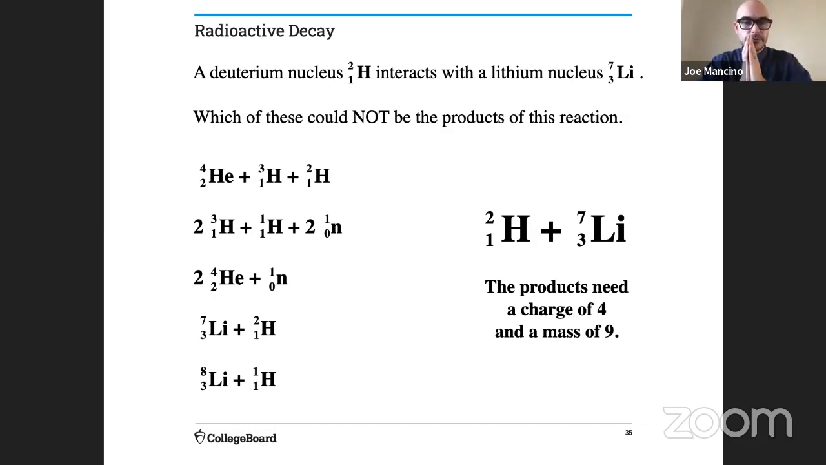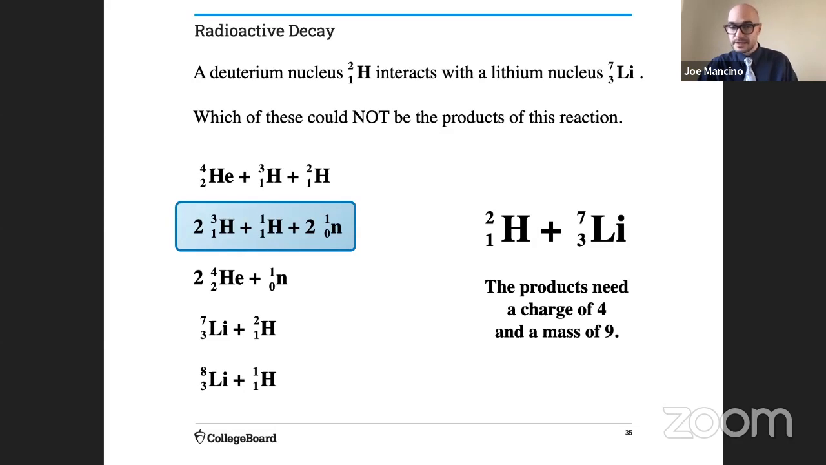A total charge of 4 and a mass number of 9. Well, let's take a look at the first one. In the first one, I see a total charge of 2 plus 1 plus 1. That's 4. And a total mass of 4 plus 3 plus 2. That's 9. In the second reaction, I see a total charge of 2 plus 1. Ooh, that is not 4. So the second one violates the rules both in charge number and mass number. You can double check me on the rest of them. Grab a screenshot. I think I'm right.